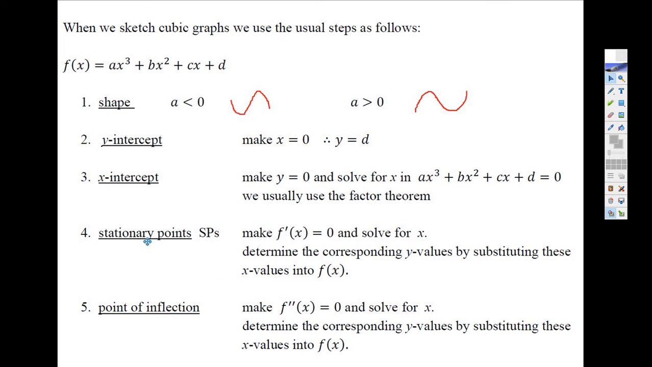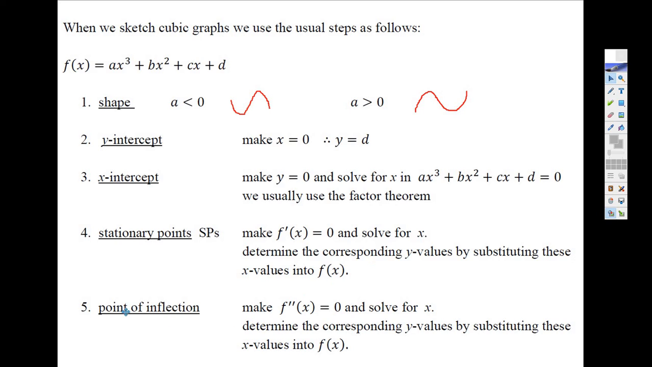For stationary points, sometimes called turning points, what you do is you find the derivative. You find the derivative of the function, and you make it equal 0, because the derivative is all about the gradient. And where the gradient is 0, that's where you have a stationary point. That's where it turns, right at the bottom or the top of the curve. So you make f prime of x equal to 0, and then you solve it. Usually you get 2 turning points.